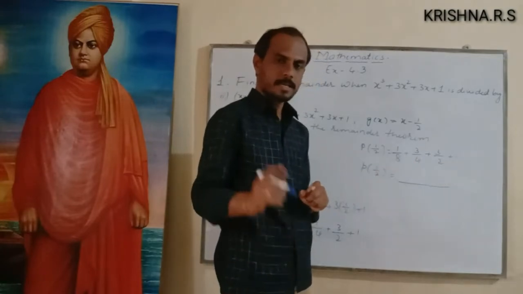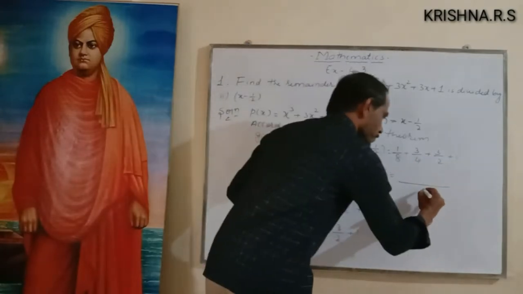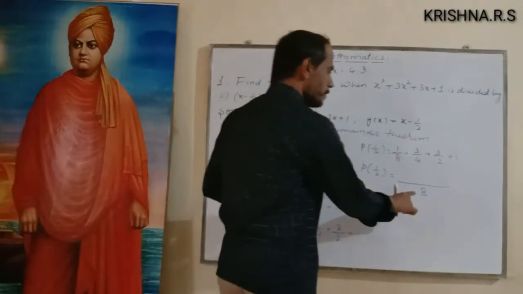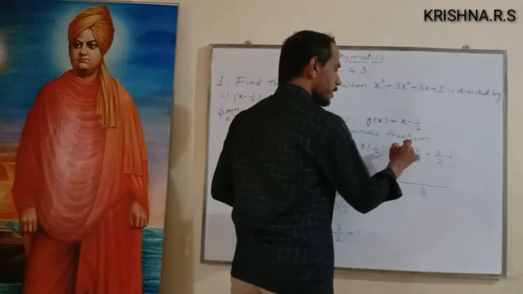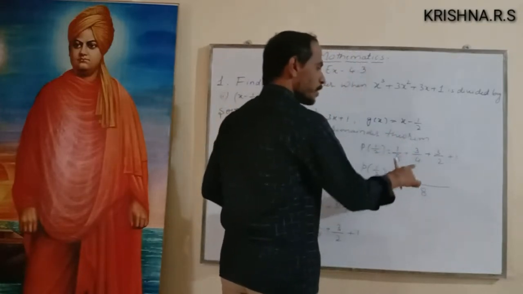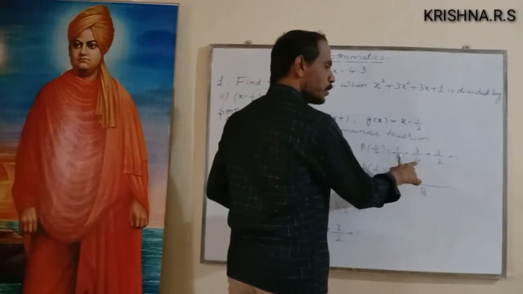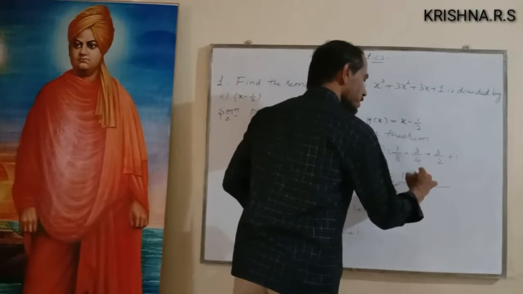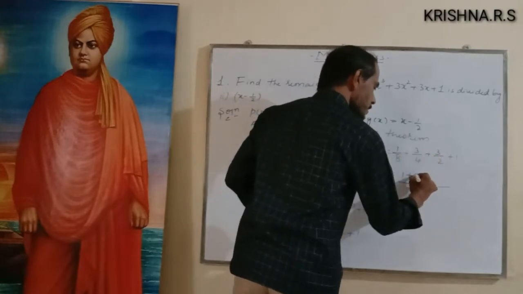LCM is what? Yes, you are right. 8 is the LCM. Now how much are 8 ones? 8 ones are 8, so multiply the numerator by 1, and 1 stays as it is. For the next term, 4 times how much is 8? 4 twos are 8, so multiply the numerator term by 2. Then it becomes 3 twos are 6.